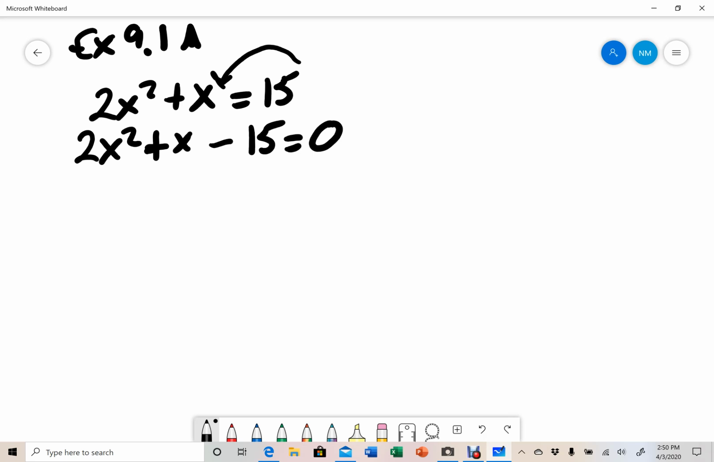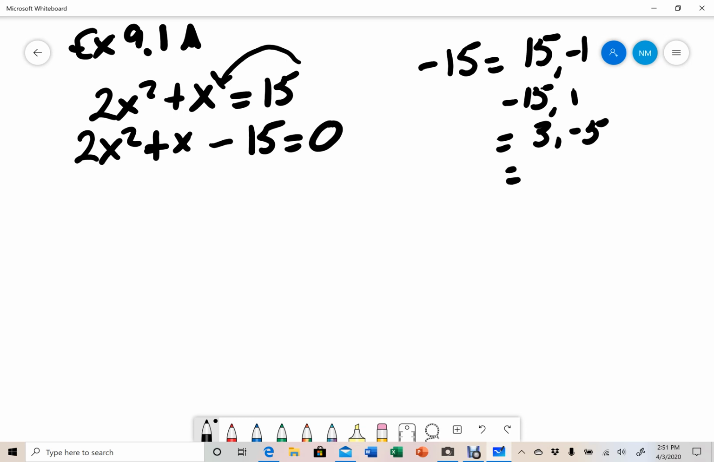So once I get this in standard form, what is my next step? Okay, my next step is to factor. So I'm going to take this whole polynomial and I'm going to factor. Well, how do we factor? Remember, we take our number here and we break up our number into two factors. So we write down all my factors for 15. So if I have negative 15, my factors are 15 and a negative 1, negative 15 and a positive 1, and then 3 and a negative 5, and a negative 3 and a positive 5.